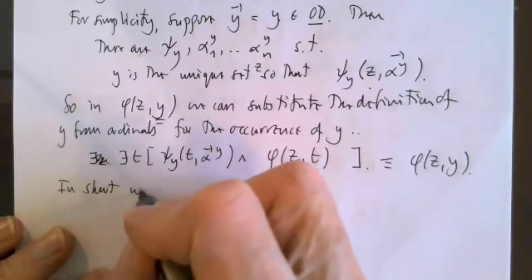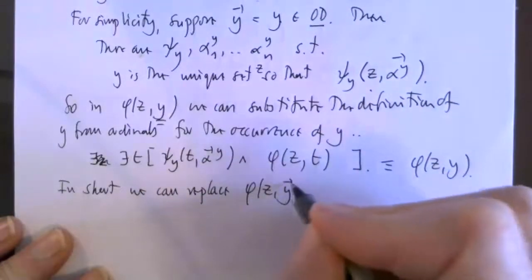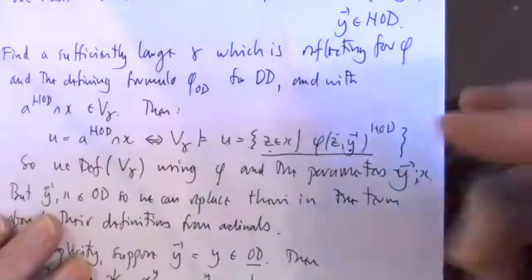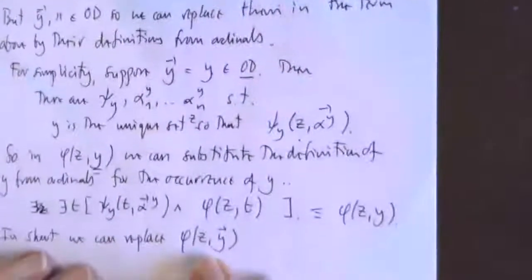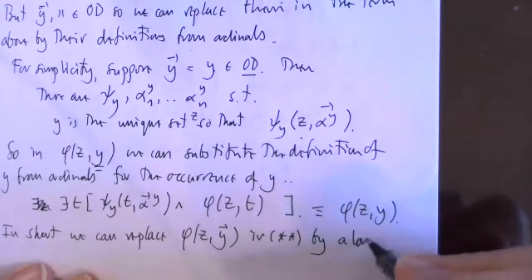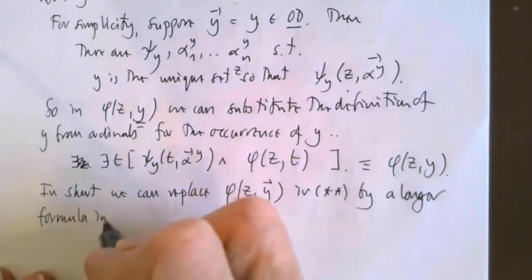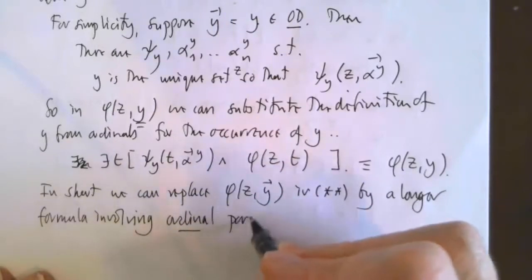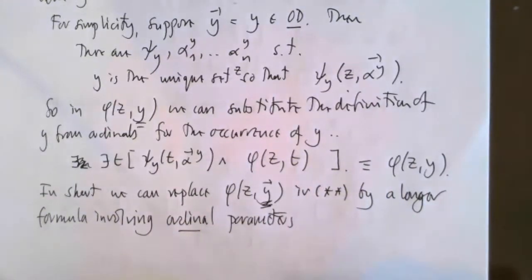So in short, we can replace phi z y vector over here by a longer formula involving ordinal parameters rather than the set parameters that we used in the term A.